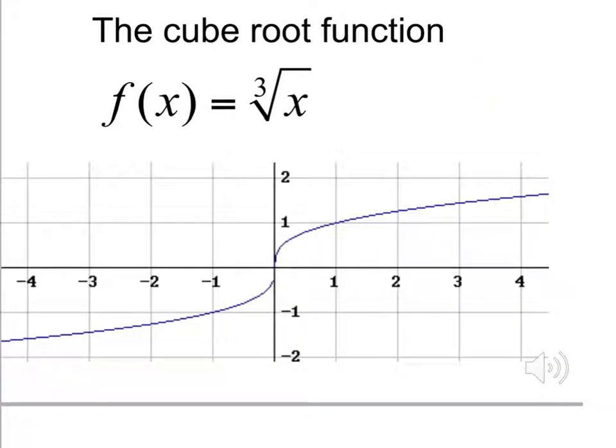Here's the inverse of the cube function. It's the cube root function. So we're taking the cube root of x. Instead of it looking like it's coming up, going through the origin and going back up, this one is sort of on its side.